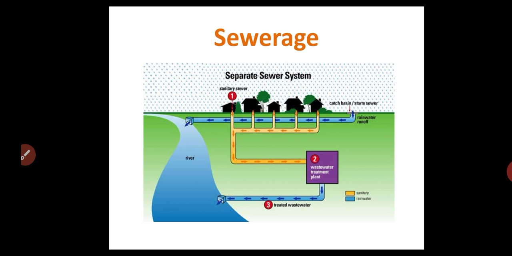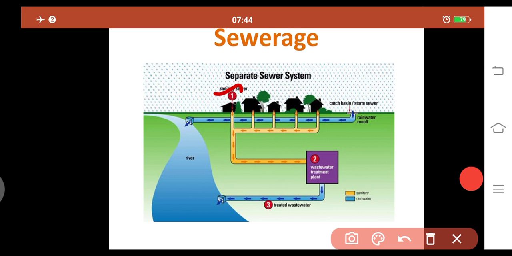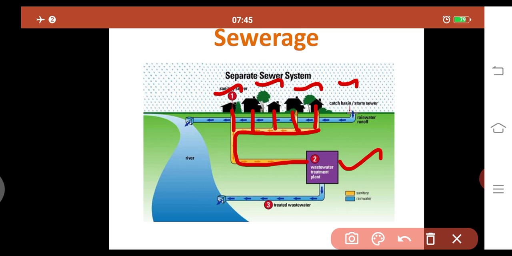This is how it first gets collected from the houses. From the houses it goes into small tubes, then is collected into one bigger tube, then comes to the wastewater treatment plant, where it undergoes a few stages: preliminary, primary, secondary, and tertiary. The dirty water is orange in color, the clean water is blue, and the treated water is again released into the river.